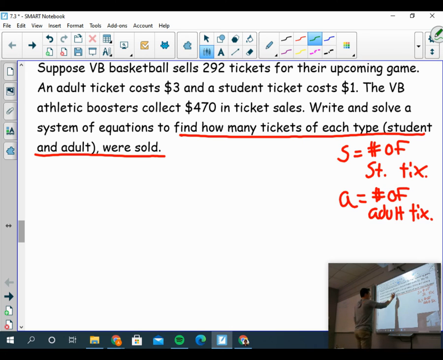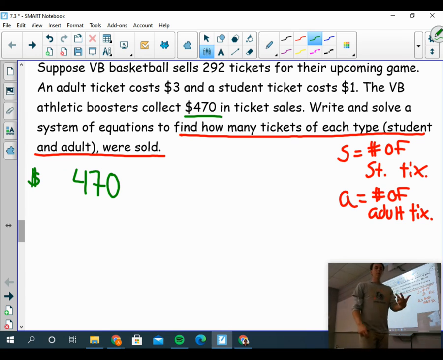So I noticed this 470. But what I'm going to do is be specific, because unlike previous chapters where we've only looked for one equation, we're working with multiple equations now. So let's establish what our equations are about. My first equation, when I look at this 470, is going to be all about money. The Van Buren Athletic Boosters make a total of $470.